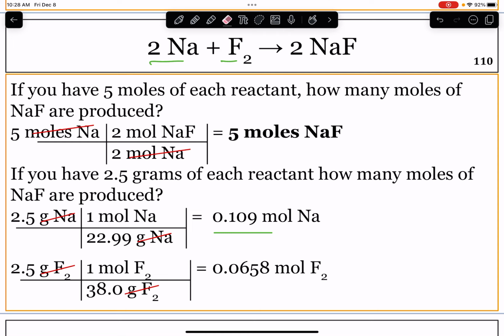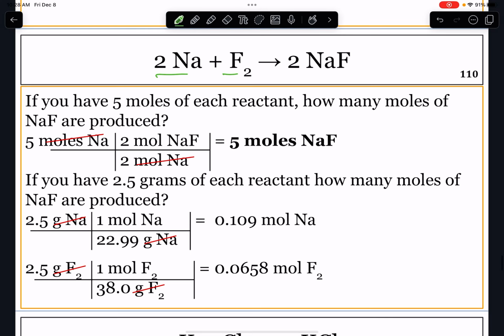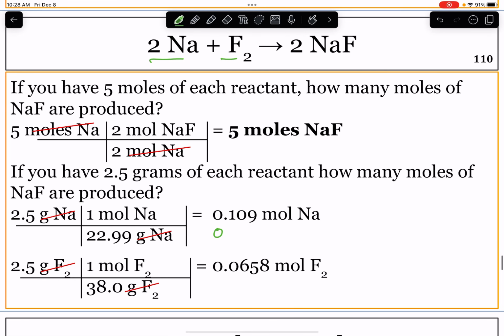The sodium is going to run out first before all the fluorine gets reacted, and fluorine is going to be the one in excess with a leftover amount. Therefore, the 0.109 moles of sodium is what gets completely reacted. That's the limiting reactant. And let's do a double check here. Because of the 2-to-1 ratio, we only need half of this amount of fluorine. So half of 0.109 is 0.0545 moles of fluorine. That is how many moles of fluorine we need to completely react the 0.109 moles of sodium. And we have enough. We have more moles of fluorine than that.